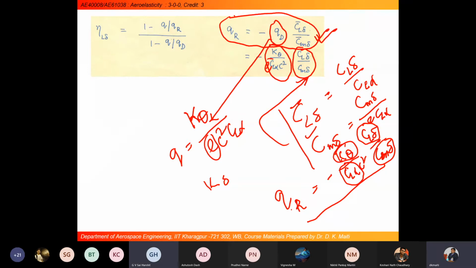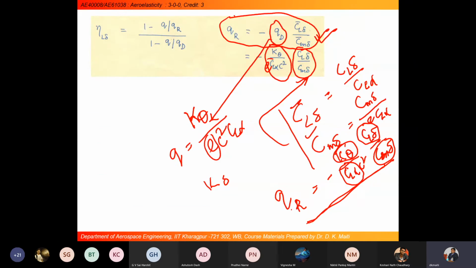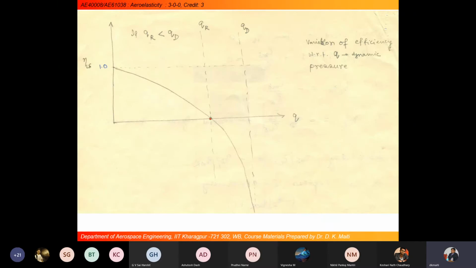Okay. See, here you may think that we have considered the control surface stiffness to be infinitely large, which is why it is not coming in. But I will take the next condition and show you that Q reversal is actually independent of control surface stiffness. So here I am plotting the control efficiency with respect to forward speed. The first condition we can take is when QR is less than QD, which gives one type of equation.